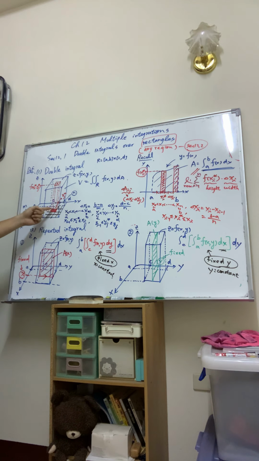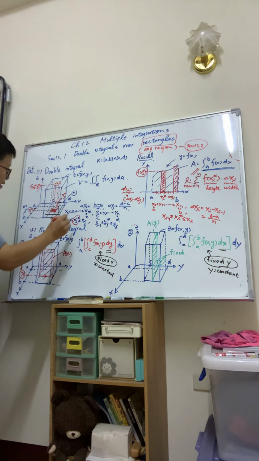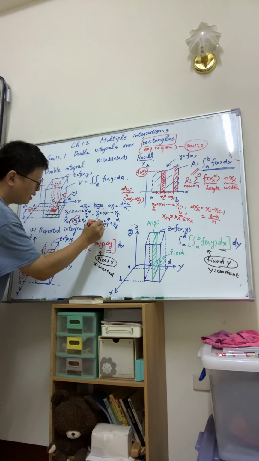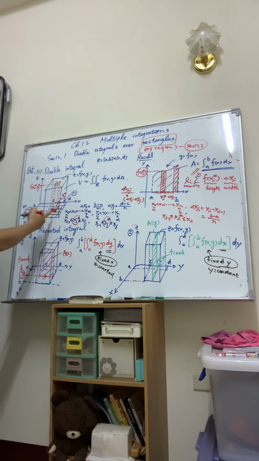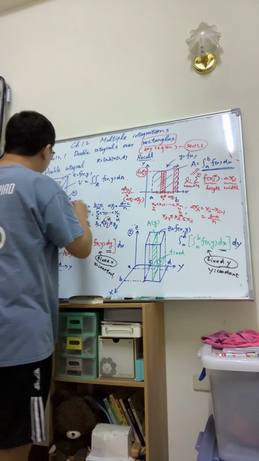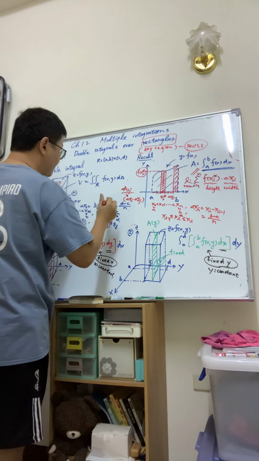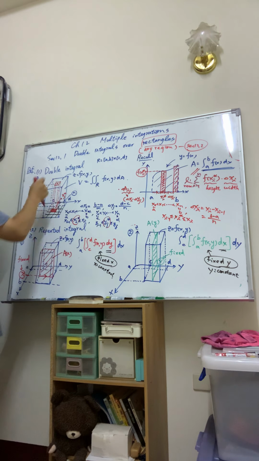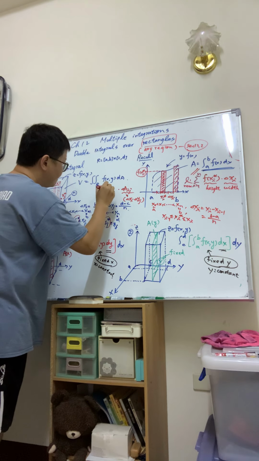Which volume? We choose one point xi star between x(i−1) and xi, and choose another point yj star between y(j−1) and yj, and we consider its height f of xi star, yj star, and consider its rectangular box. So for its volume, the height is f of xi star, yj star.